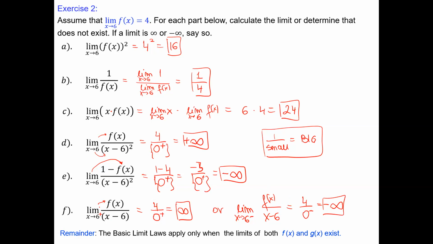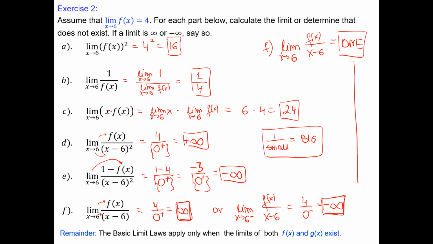Yes, I can maybe say this: the limit as x approaches 6 of f of x, x minus 6, does not exist. This one also does not exist. I just wanted to make the notes clear for my students. Okay, beautiful.